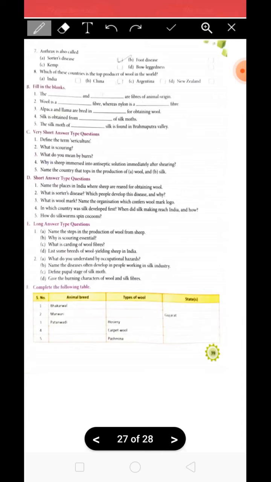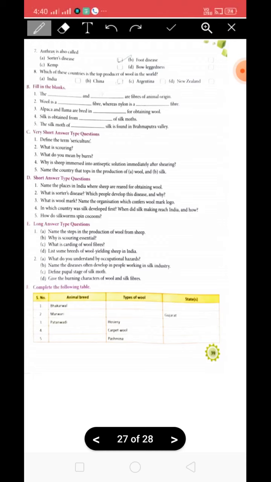Next question C. Define pupa stage of silk moth. Actually, pupa stage of silk moth is a stage where the caterpillar stops feeding. Okay, so the stage of life cycle of silk moth in which caterpillar stops feeding is called pupa stage, and they start to secrete the silk fiber.